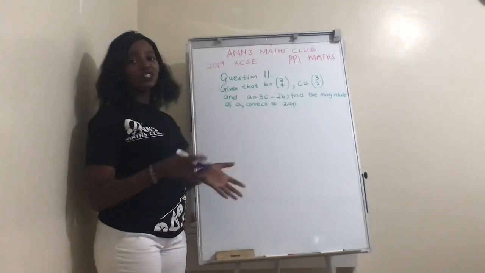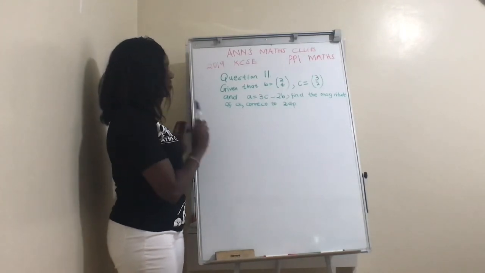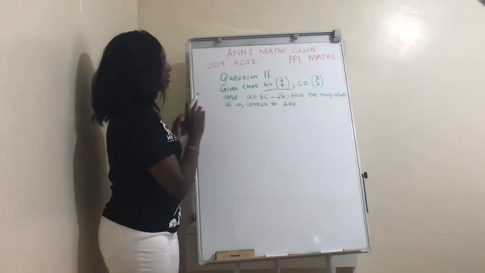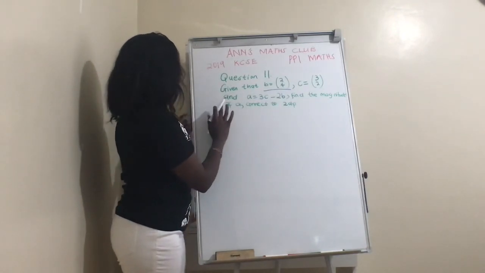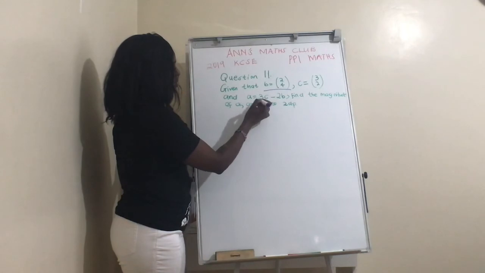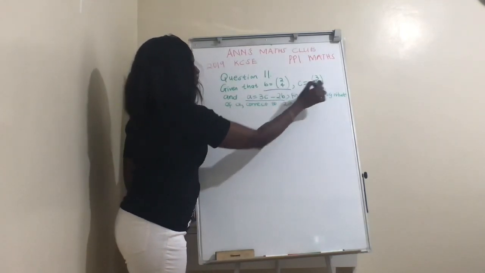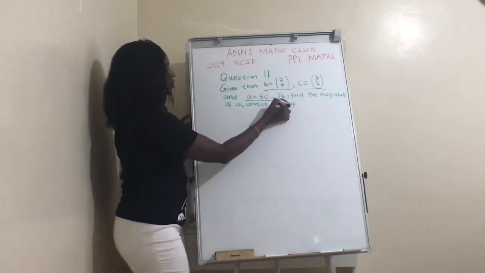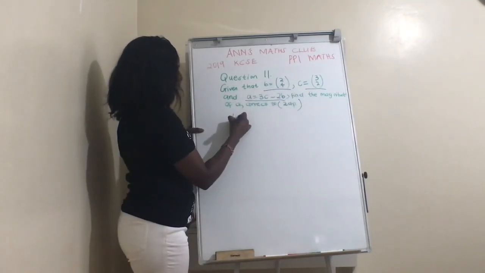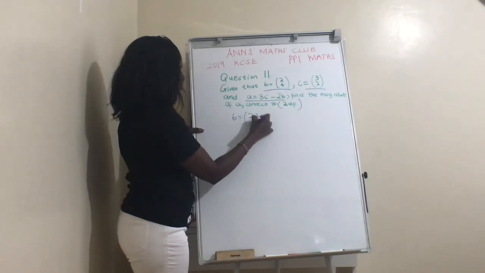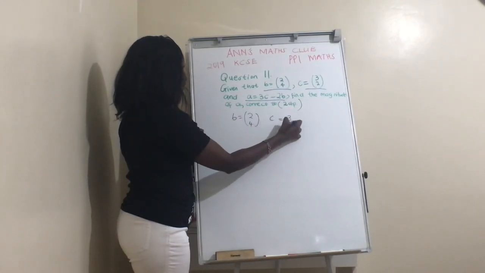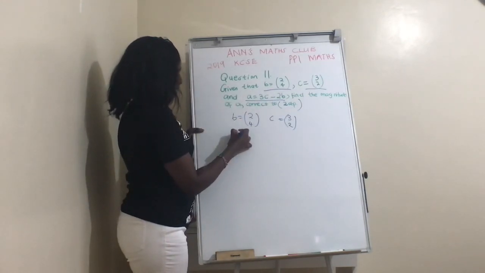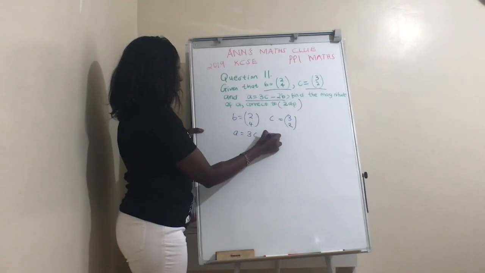So now question number 11. You've been told, given that B is equal to (2, 4), and C is (3, 2), and A is equal to 3C minus 2B, find the magnitude of A correct to 2 decimal places. So what you need to do here, you've been given B is (2, 4), and C is equal to (3, 2). And you've been told that A is equal to 3C minus 2B.